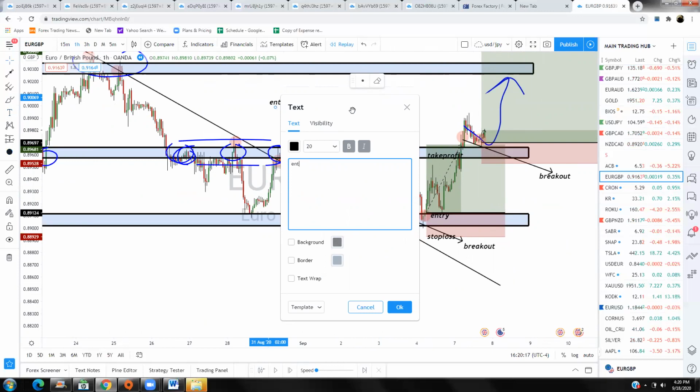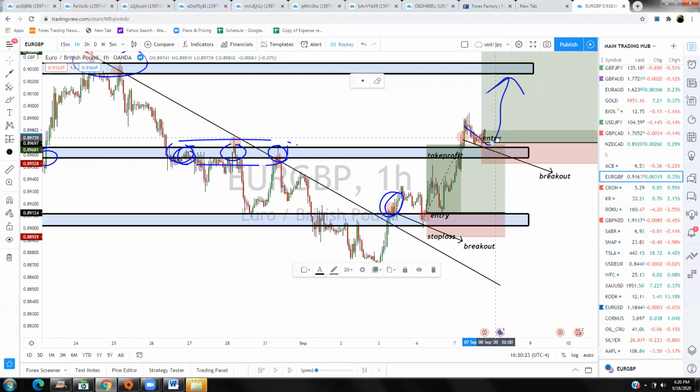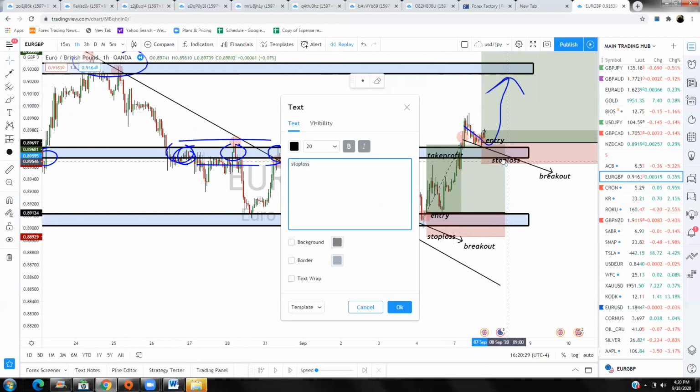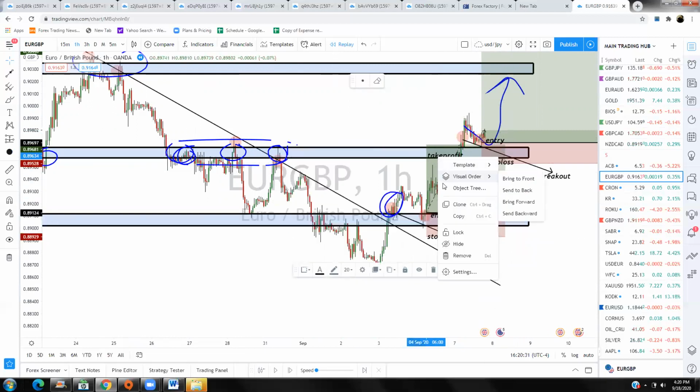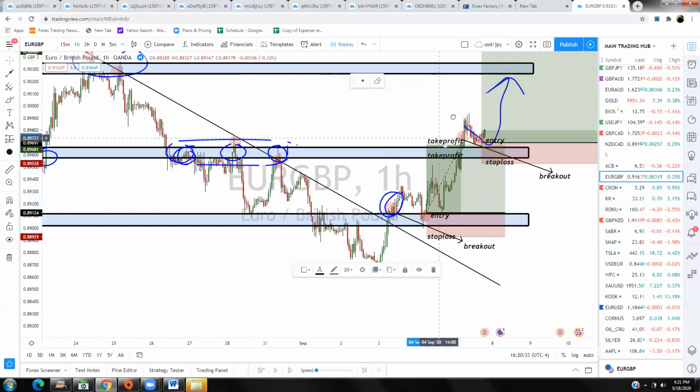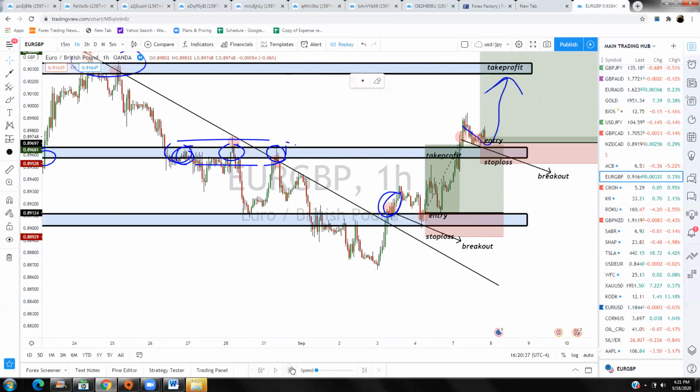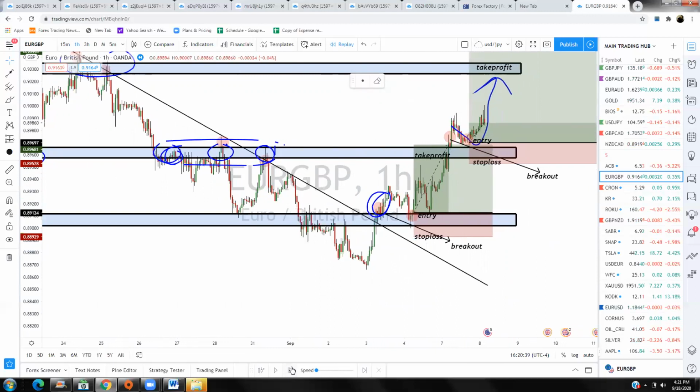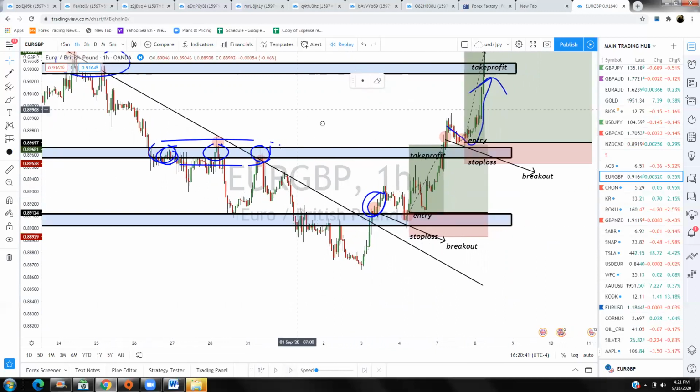So right here, entry, we'll come this right here. That's our entry. We'll just clone the rest of these words, clone that. That's our stop loss, and we'll just clone this right here. That's our take profit, the same exact way before, right? Nothing is ever different. Look at that, right? Bam, take profit. Look at that.